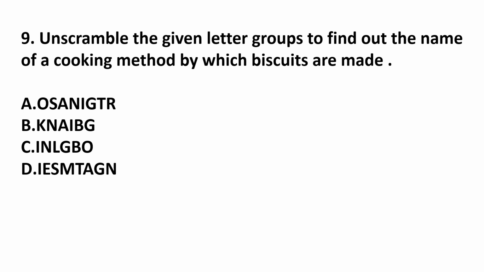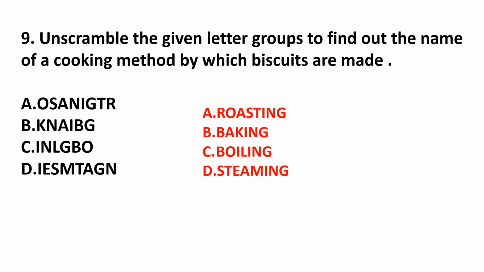Question number 9. Unscramble the given letter groups to find out the name of a cooking method by which biscuits are made. If we unscramble these words, we get roasting, baking, boiling and steaming. And we know biscuits are made by baking. So our answer is option B, baking.